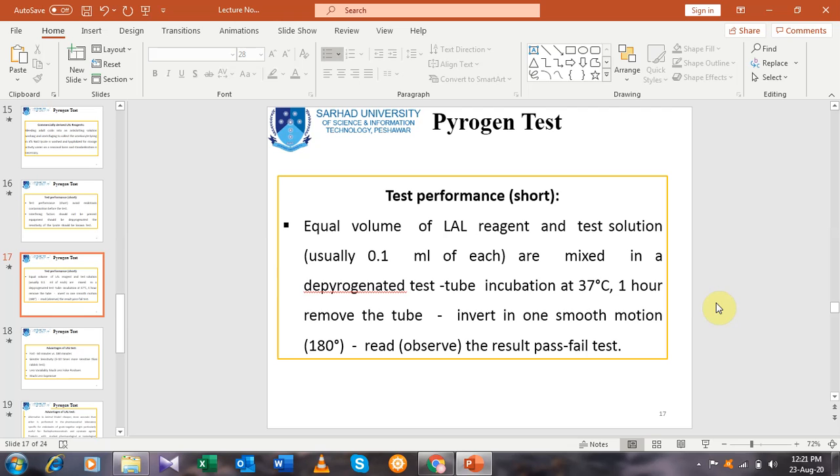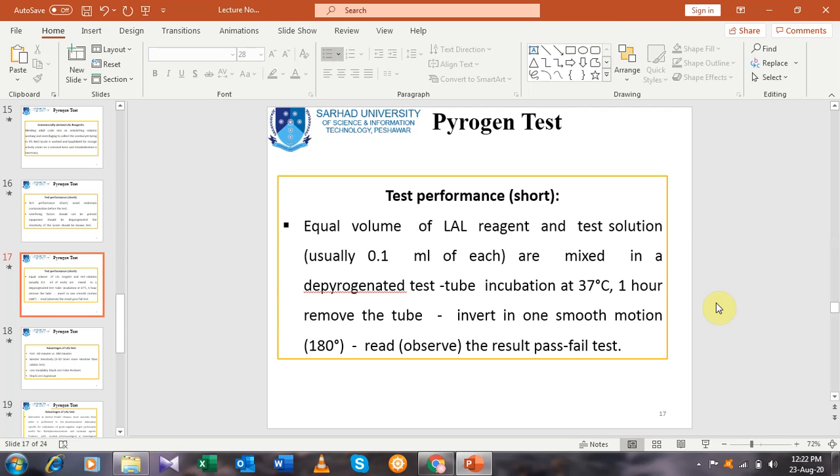A simple procedure will be used for performing this test. Equal volumes of LAL reagent and the test solution, the sterile product that we are going to test. We will take an equal volume of the LAL reagent, that is the already prepared reagent, and the same amount of the sterile or parenteral solution, usually 0.1 ml of each, mixed in a depyrogenated test tube. The test tube should be depyrogenated prior to performing the test, as I have already told you.